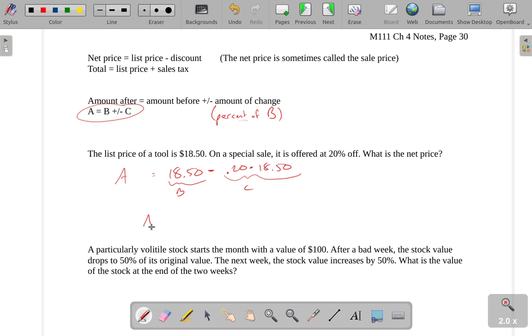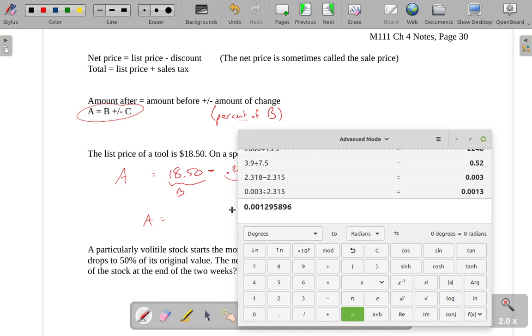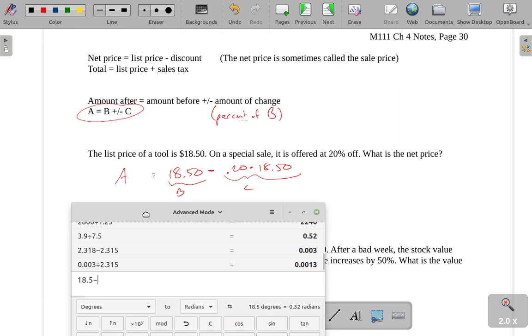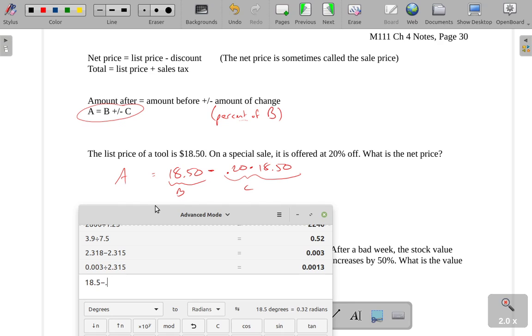And so to find this, it's pretty straightforward. You can do it in 2 steps, or you can type it in 1 step into your calculator. You can do 18.5 minus, let me move this so I can see everything, 18.5 minus 0.2 times 18.5. So this is one way to type it in my calculator. I know it's going to do this multiplication before it does that subtraction, because this calculator knows the order of operations. We get 14.8.